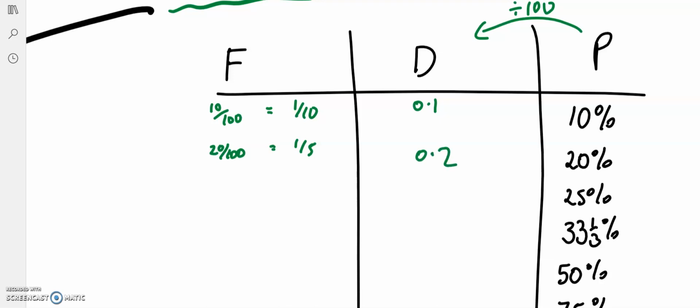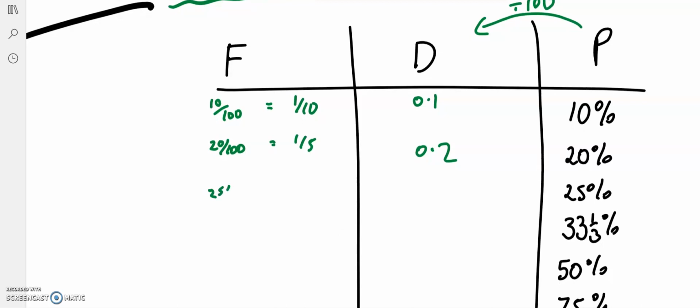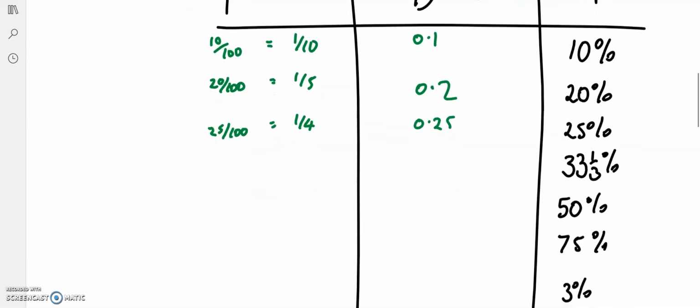25%, that literally means 25 out of 100. Both in the 25 times table, that's going to become a quarter. To go from the percent to the decimal, we divide by 100. 0.25. Hopefully you're starting to see a pattern here. I'm going to leave out 33 1/3% just now. We'll look at 50%. You should hopefully know that 50% is half. And if we divide that by 100, we're getting 0.5 or 0.50. Okay, but 0.5 would be fine.